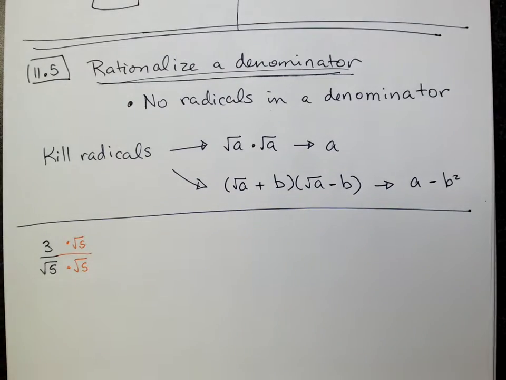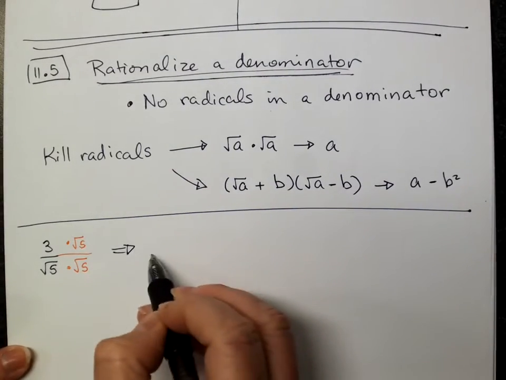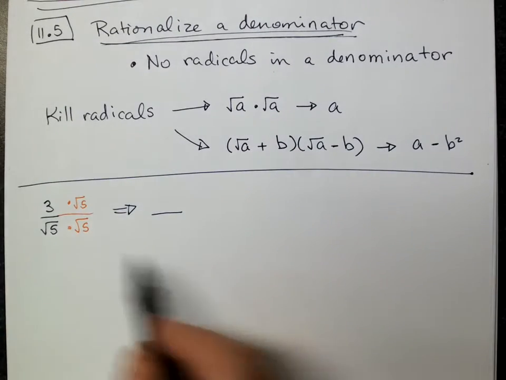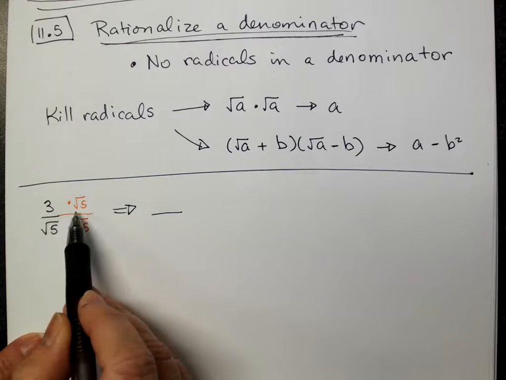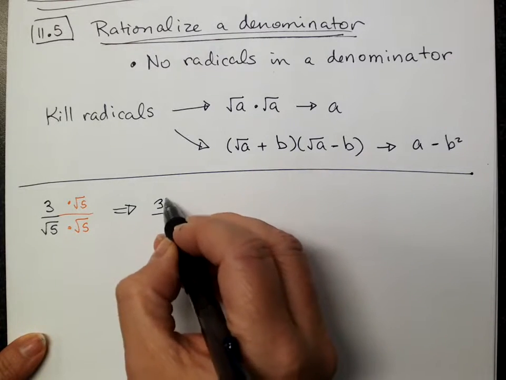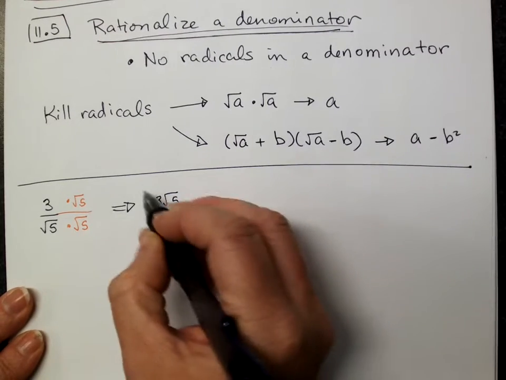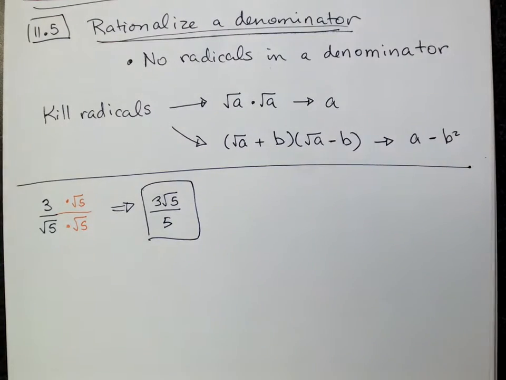Doesn't change anything, doesn't change the value. Fair move. So what is our new numerator? Yeah. And our new denominator? 5. That's it. No more radical in the denominator. Now some variations on this involve, if you can do any cleanup work first, do so.